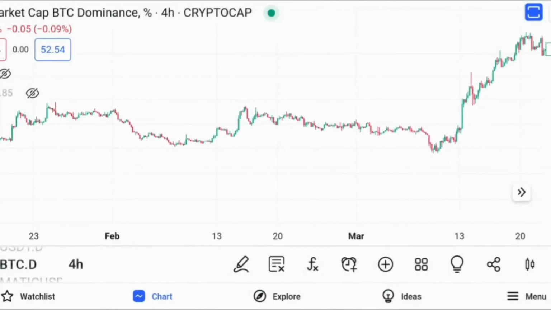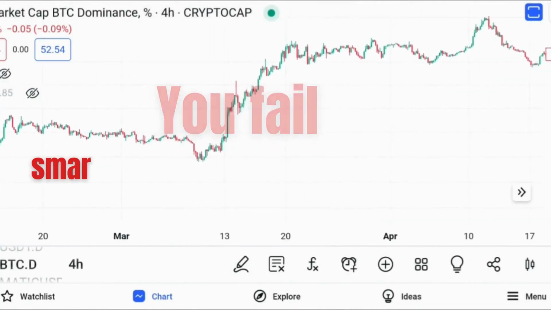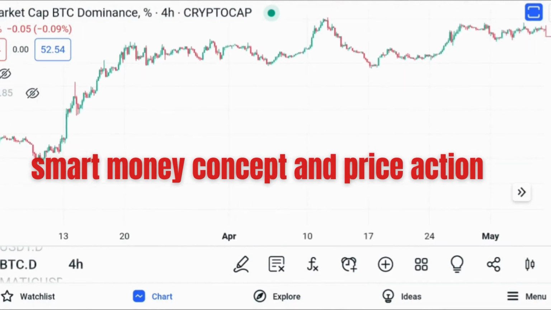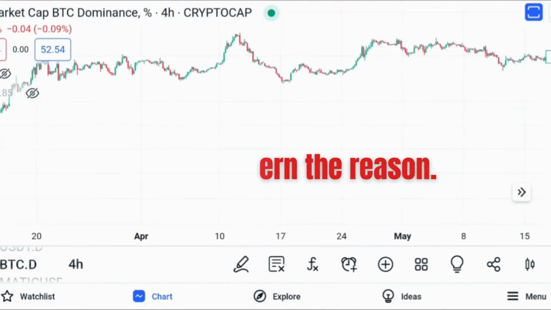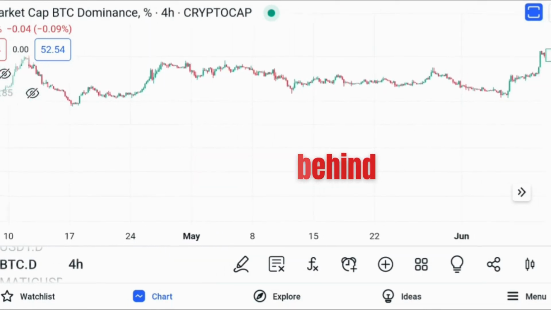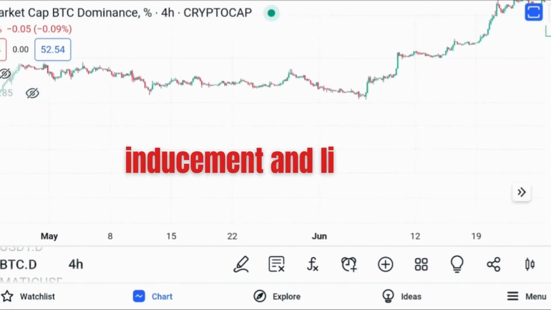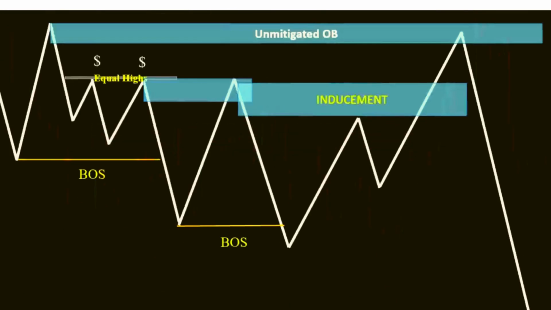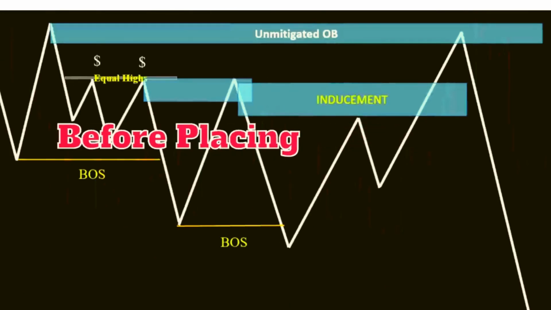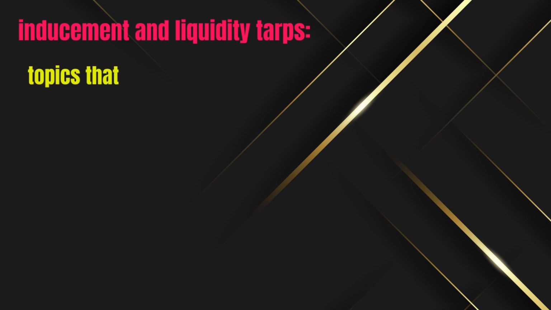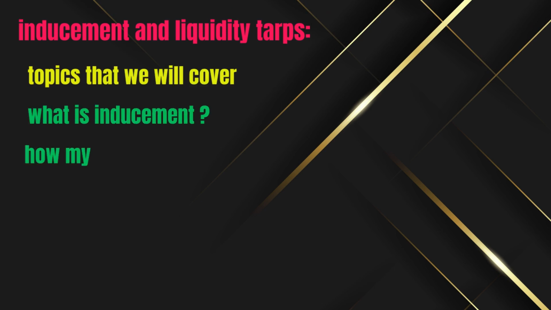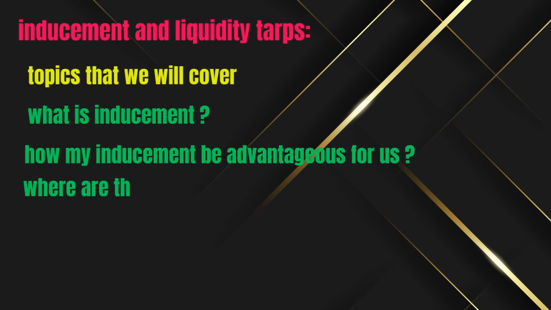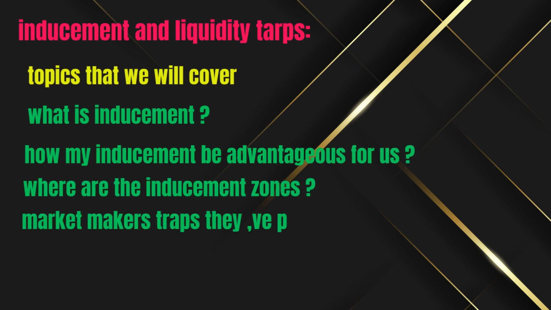Hi friends. Do you fail with the smart money concept and price action, and can't discern the reason? Then you don't grasp the secrets behind inducement and liquidity. Liquidity and inducement are two of the most critical concepts of smart money that you must master before placing any trade. In this episode, we will unveil the secrets behind inducement and liquidity traps. Also, we are going to show how to dodge getting caught in the liquidity and inducement traps that market makers always have prepared for you.